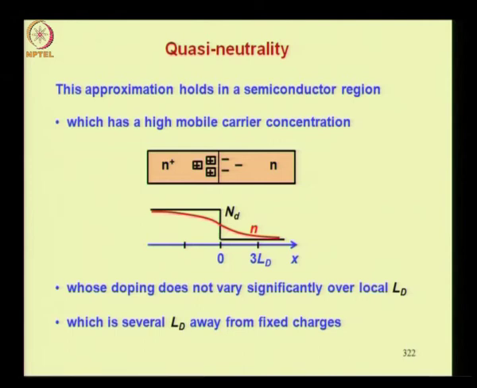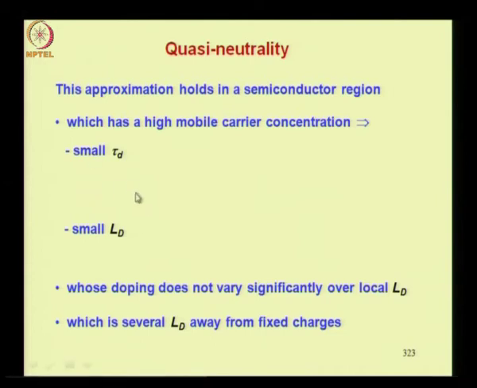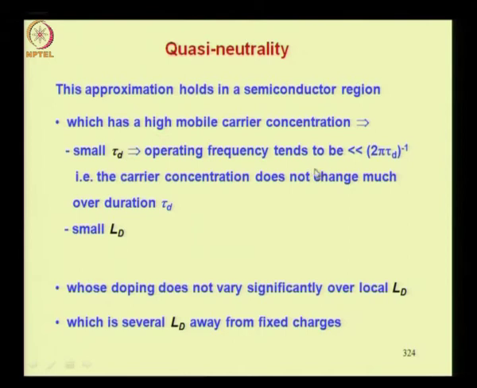Now look at the high mobile carrier concentration. Why does this allow us to use quasi neutrality? This can be understood in terms of the time constants, dielectric relaxation time tau d, and the Debye length LD. Now high mobile carrier concentration means small tau d and small LD. You know this from the formula for these characteristic parameters. So small tau d means operating frequency tends to be much less than 1 over 2 pi tau d, because if tau d is small, this quantity would be large, and therefore your operating frequency would be much less than this, and that means the carrier concentration does not change much over a duration tau d.